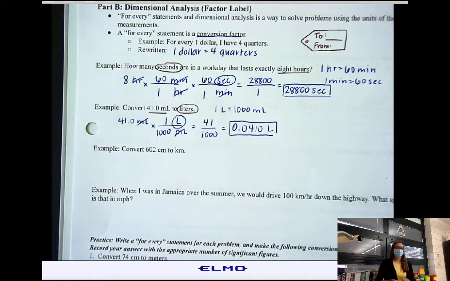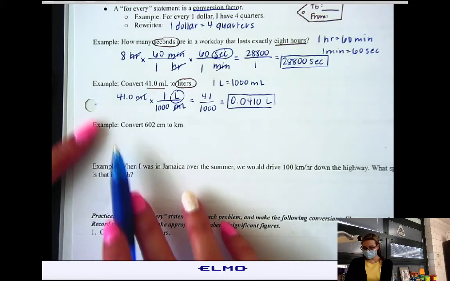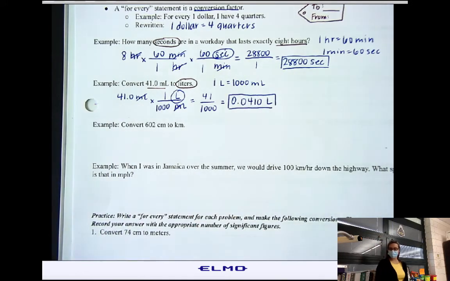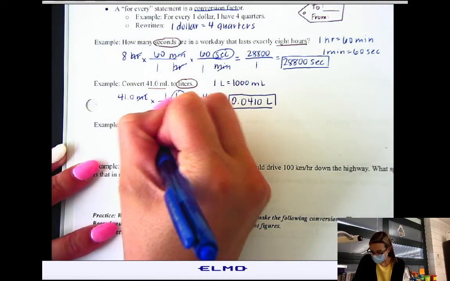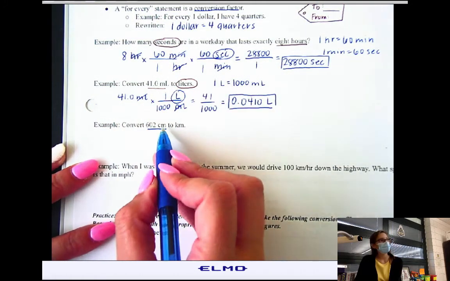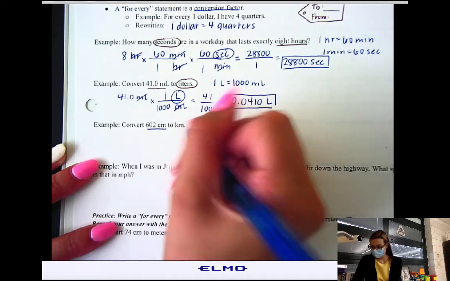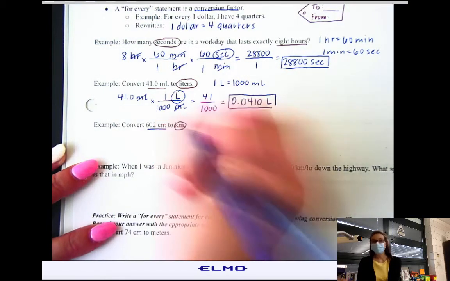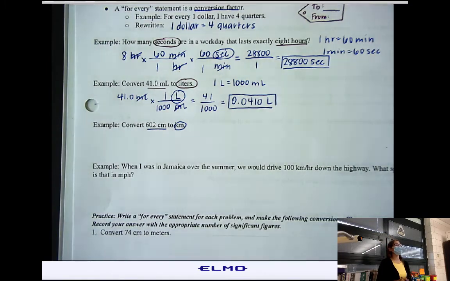Now we're going to look at this next metric system example. We're going to write out the conversion factor, and we're going to set it up, and then I'm going to have you guys plug the numbers in and solve. So this next example says convert 602 centimeters to kilometers. So again, this is metric because we have 602 centi, we have that prefix, to kilometers. So we're going centi to kilo.